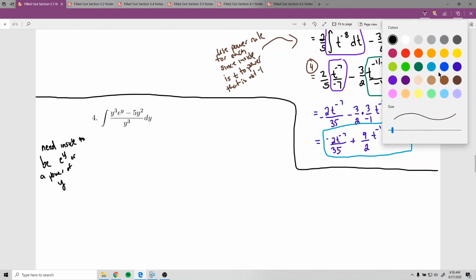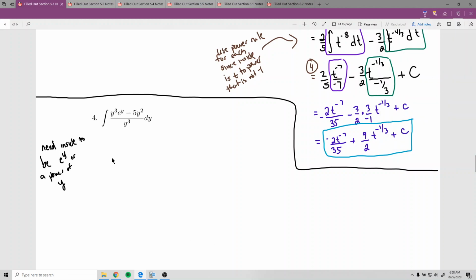And this thing looks nothing like either of those. I mean, we do have an e to the y, we have a lot of powers of y, but we cannot have multiplication. Like I said, if we did the derivative of something like y cubed over e to the y, we would do the quotient rule for that. We can't have a fraction because we don't have a quotient rule. So pretty much the only way to do this problem is to split up the fraction first.